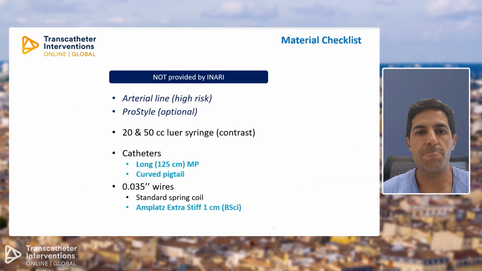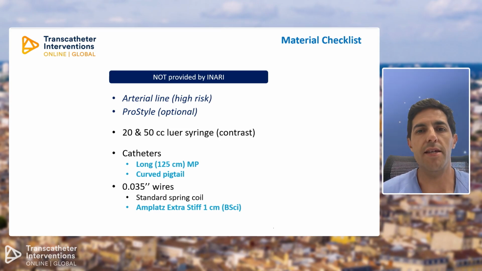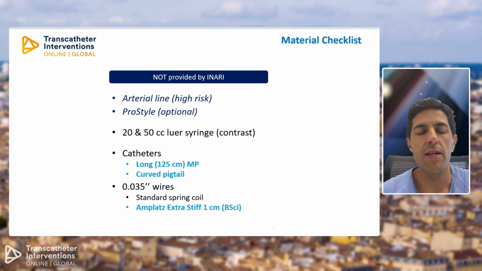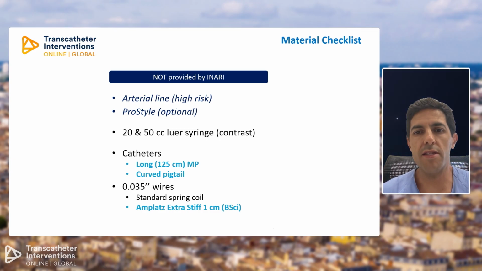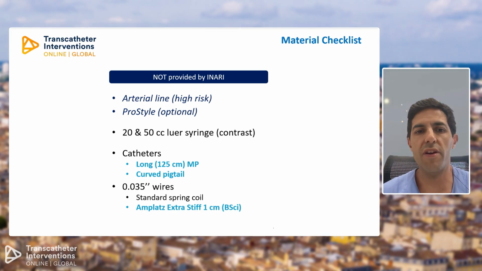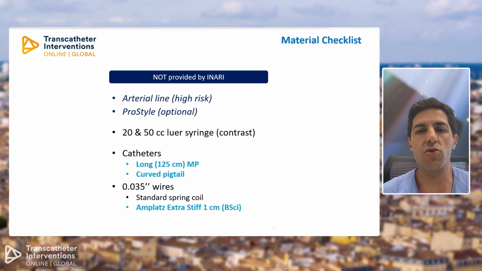So this is the checklist of the material that you need to have in your cath lab beyond the FlowTriever system. It's very simple. You will just have to find an Amplatz extra stiff wire or any wire with a very short floppy tip, because stability is crucial. This is an over-the-wire system, and then a couple of catheters. A long 125 multi-purpose catheter is super useful, and then a curved pigtail is what I use to navigate and to do angiograms, but you can also use a balloon tip catheter such as Swan-Ganz.